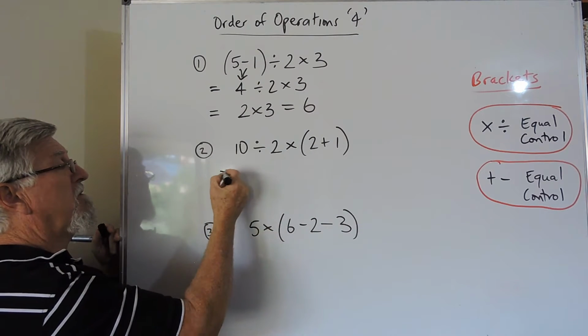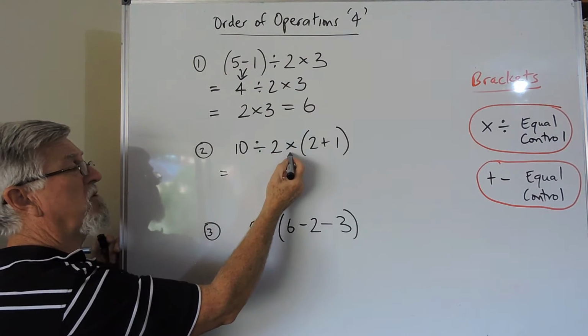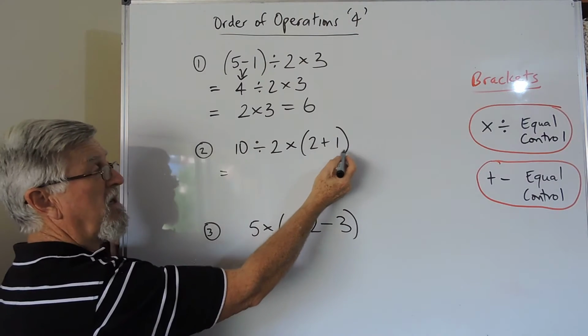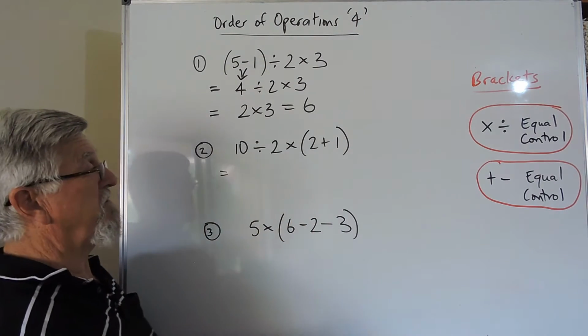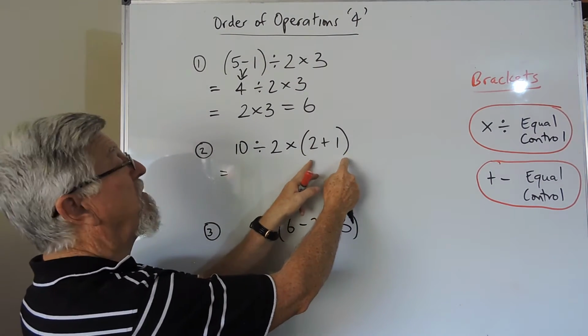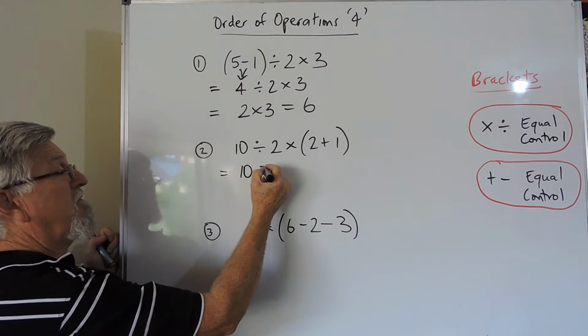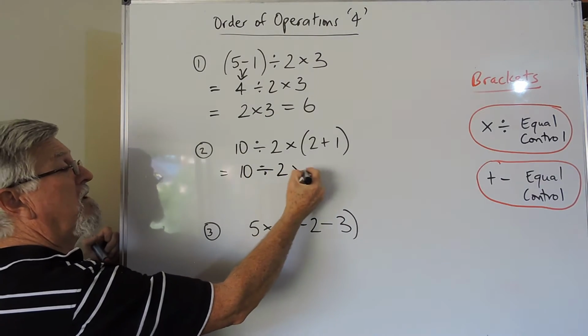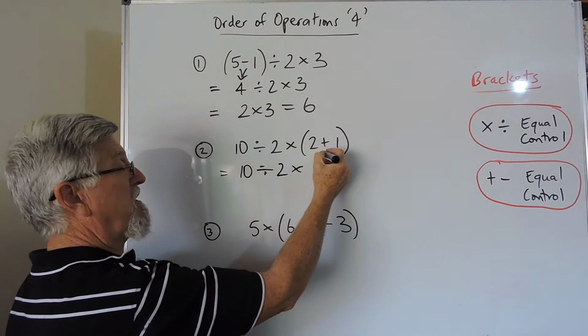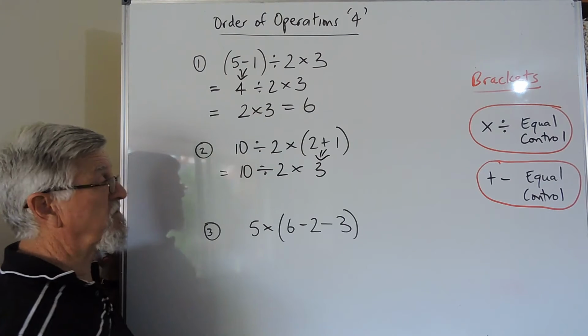Next one. Well, it looks like we'd start with the division and the multiplication, but there's a bracket over here. So the brackets, again, like I was doing in the previous video, basically say me first, do this first. And then I can go 10 divided by the 2, multiplied by the 2 plus the 1, which is 3. So first of all I do that calculation first.